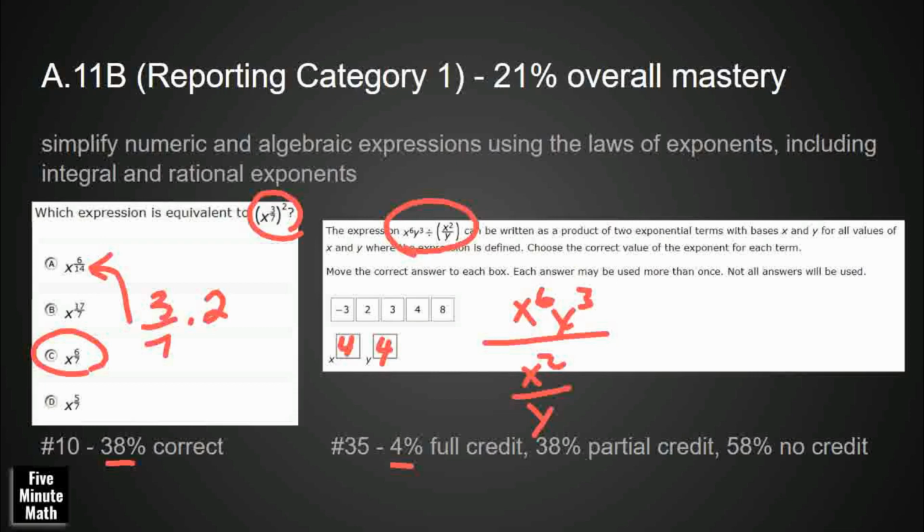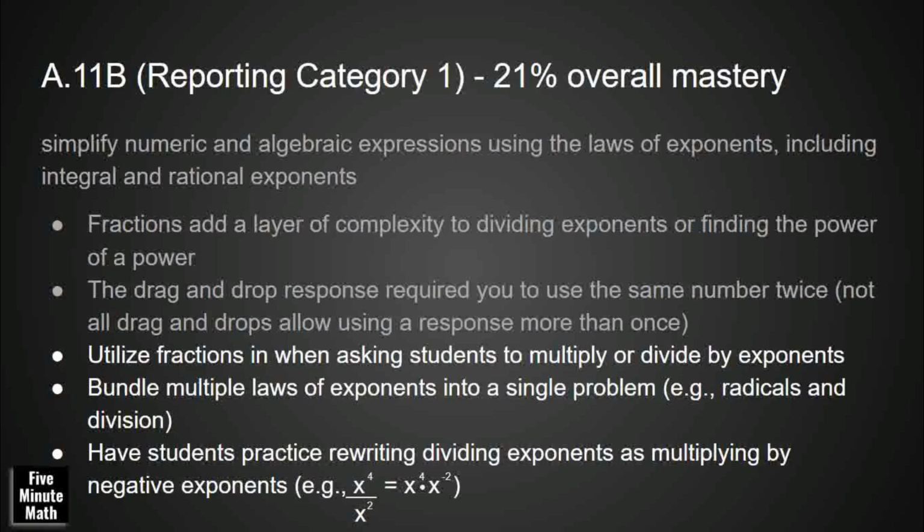So what happens here? Students might be unfamiliar with multiplying by the reciprocal, right, by making it look like this. If you did it like this, it's a little bit easier to manage, right? Taking your y, since it's in the denominator, making it the -1. Now we can handle that with just basic subtraction rules, but those are the two most difficult problems for 8.11b, 21% overall mastery.